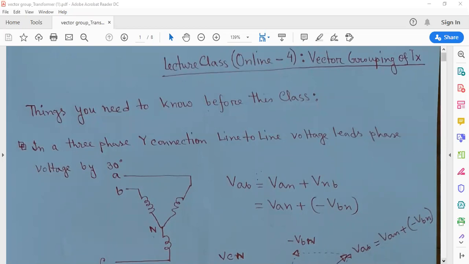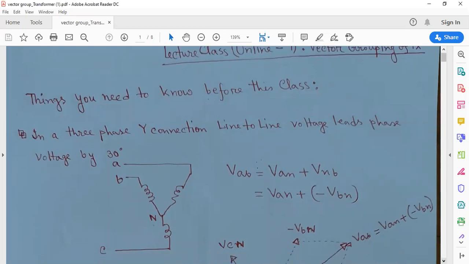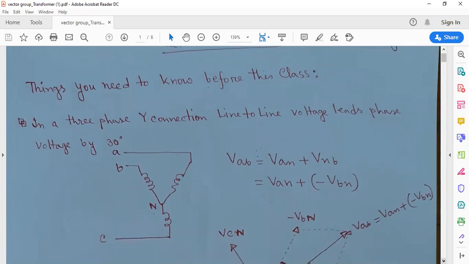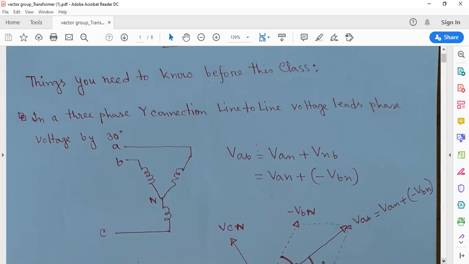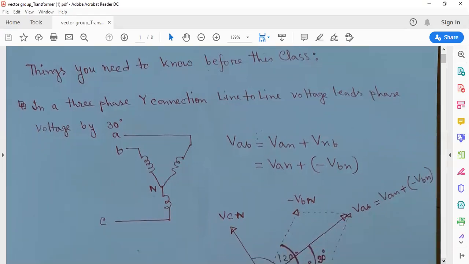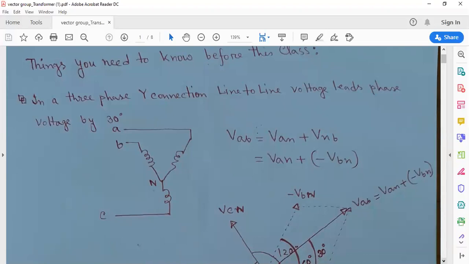First, if we have a three-phase Y connection, what will be the relationship between line-to-line voltage and phase voltage? We already know that the line-to-line voltage will definitely be greater than the phase voltage, root 3 times greater. And what will be the relationship between their angles? We already know that, but I'm going to discuss it today because it will be needed later on for this class.